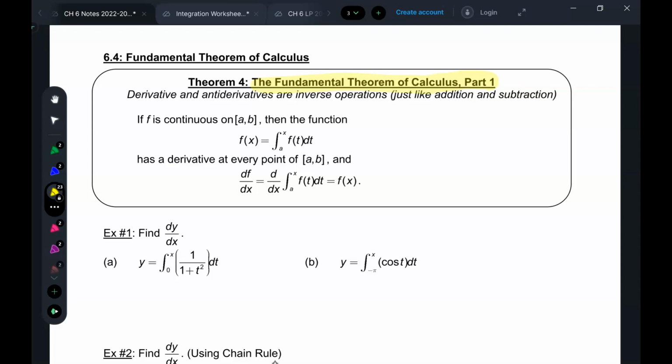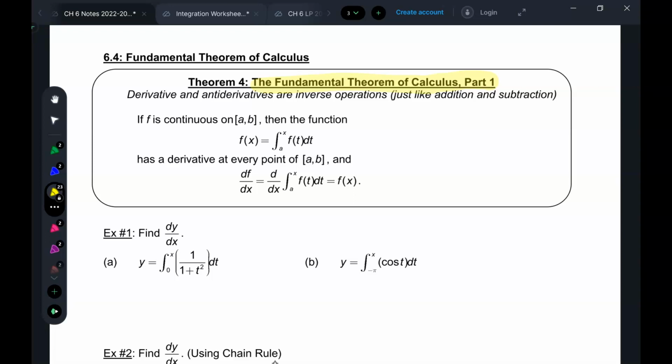Fundamental theorem of calculus. I briefly talked about this last week. It's fundamental. It's a theorem, and it's the fundamental theorem of calculus. So there's two parts to it, and I kind of already gave you a little brief introduction to it.